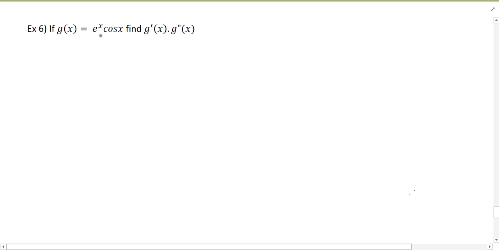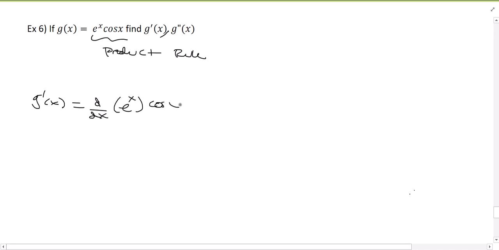If g of x is e to the x times cosine x, find g prime and g double prime. So I see e to the x, there's an invisible times there, right? So then we're going to need the product rule here. So we're going to say g prime of x is, product rule tells me, the derivative of the first, so d dx of e to the x, times cosine x, plus the first, e to the x, times the derivative with respect to x of the second.